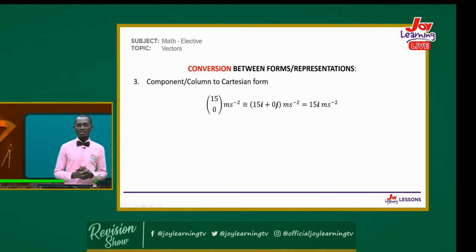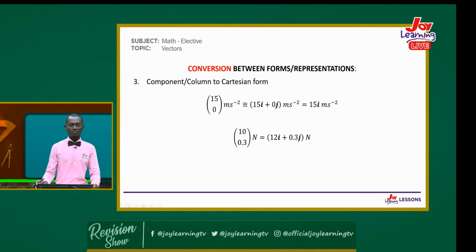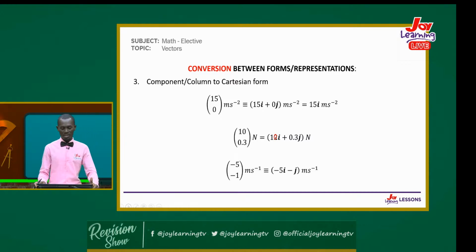So for the Cartesian form, the moment you can convert to column, all you do is write i and j's and you're fine. So 15, 0 will simply be 15i plus 0j, or simply 15i. If you had 10, 0.3 newtons, you could simply write 10i plus 0.3j. So that's not really a big deal. If you had -5, -1, that would be -5i minus j. So those are your conversions.